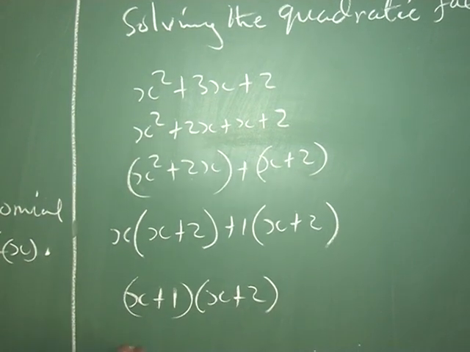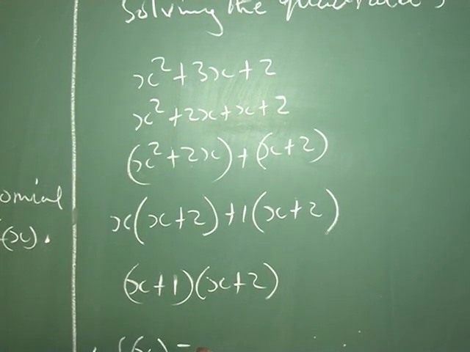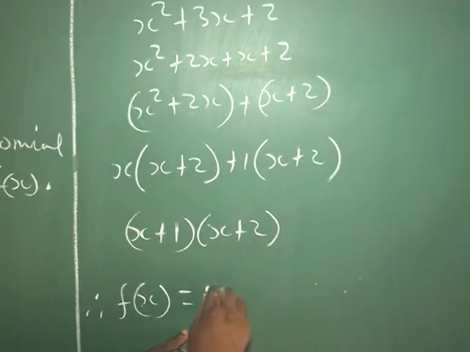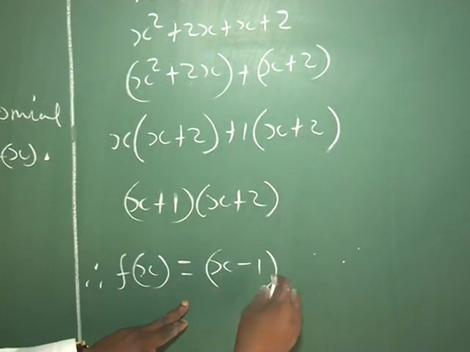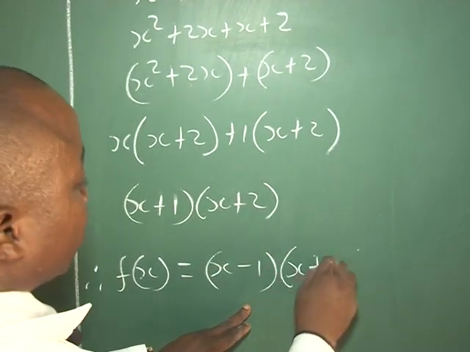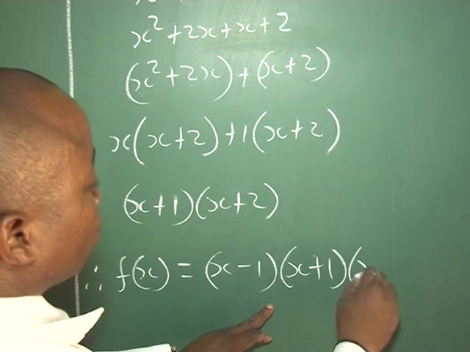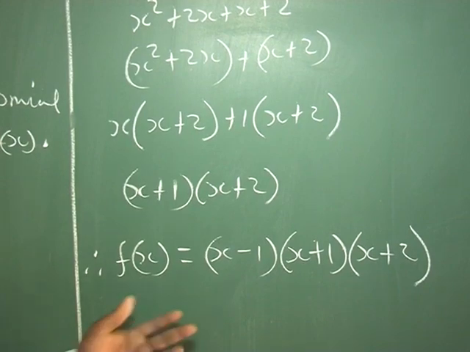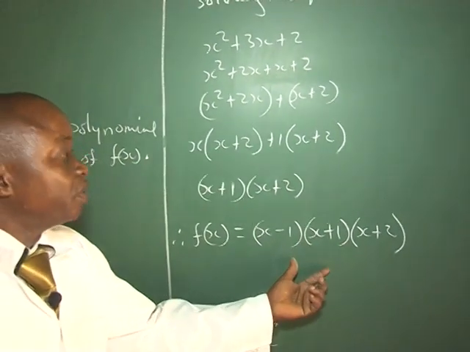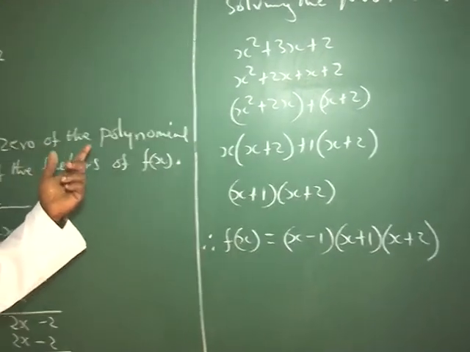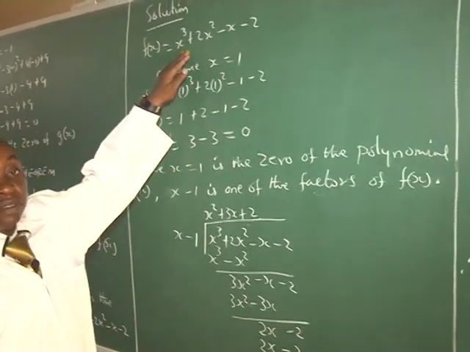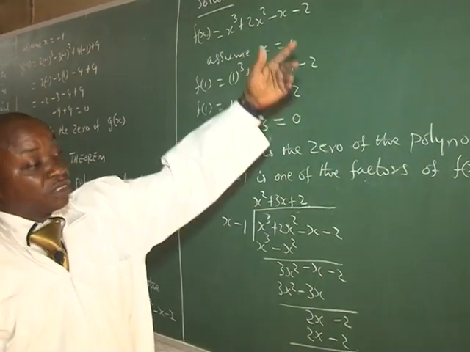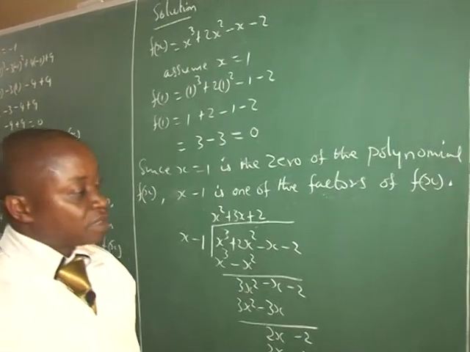Therefore, f of x equals, the first factor was x minus 1, the second one is x plus 1, then we have the third one, x plus 2. These are the factors of f of x. If these factors are multiplied, we can get back the polynomial function. You can also try that to see.